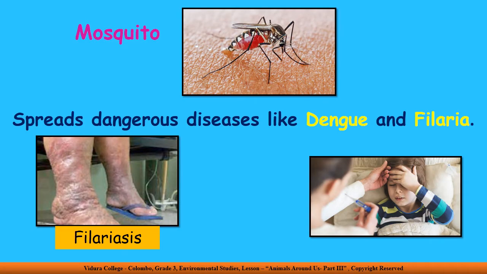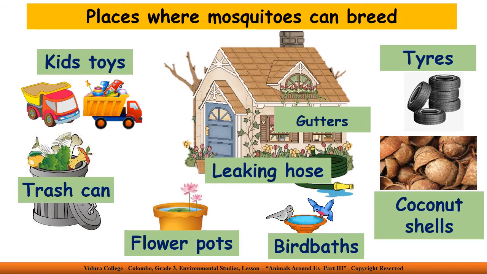Mosquito is a small insect, but it can spread dangerous diseases like dengue and filaria. It is important to know the places where the mosquitoes can breed. Mosquitoes lay eggs on water. If there are tires, gutters, kids' toys, trash cans, leaking hoses, flower pots, bird baths and coconut shells in our home garden, we should inspect them and should take necessary actions to avoid water to get stagnant on them.